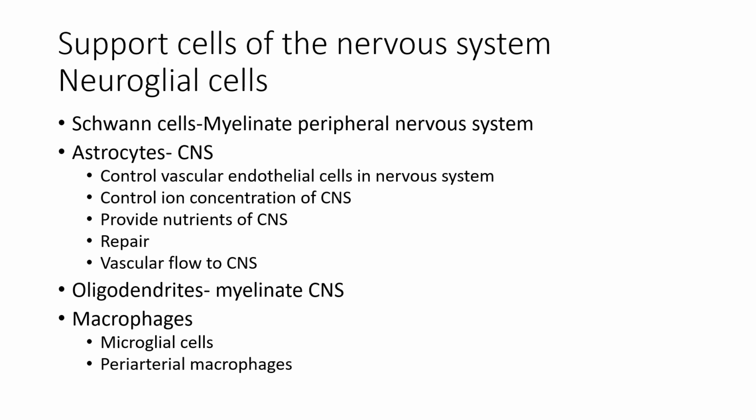So for instance, you have Schwann cells, which myelinate the peripheral nervous system. Myelin is a phospholipid bilayer that goes around the axon. The Schwann cells are the cells that make the myelin in the peripheral nervous system. You also have astrocytes, and astrocytes control the fluid that goes from the blood into the nervous system. It makes sure that you have the right ion concentration in the central nervous system. It provides nutrients to the central nervous system, and it also helps repair portions of the central nervous system. And it also controls where the blood should go there. Astrocytes are extremely important for the central nervous system to feed this.